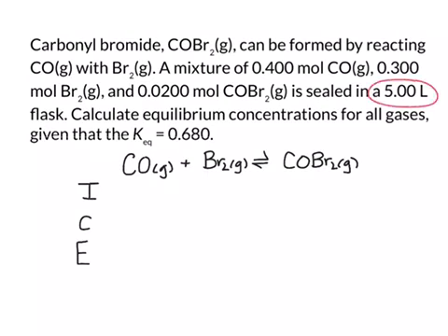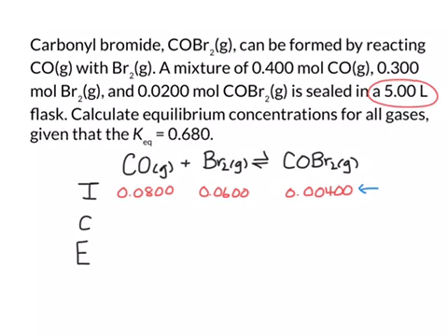And we get 0.0800 moles per liter carbon monoxide, 0.600 moles per liter bromine, and 0.00400 moles per liter carbonyl bromide. In this reaction, unlike in the previous example, we start with some amount of product. And what that means is we can't tell just by looking if our reaction will shift right and form more products or shift left and form more reactants.